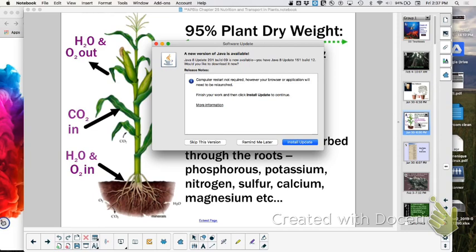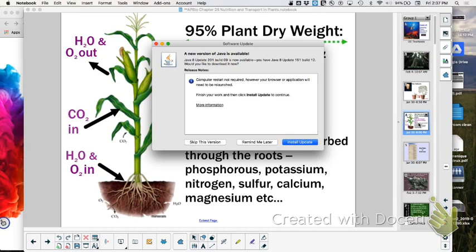So the only gas they're going to need is what? Oxygen. For what process? Cellular respiration. Perfect. Okay. Water. Where does the plant get water? Roots. Yeah, not the stomata, through the roots.